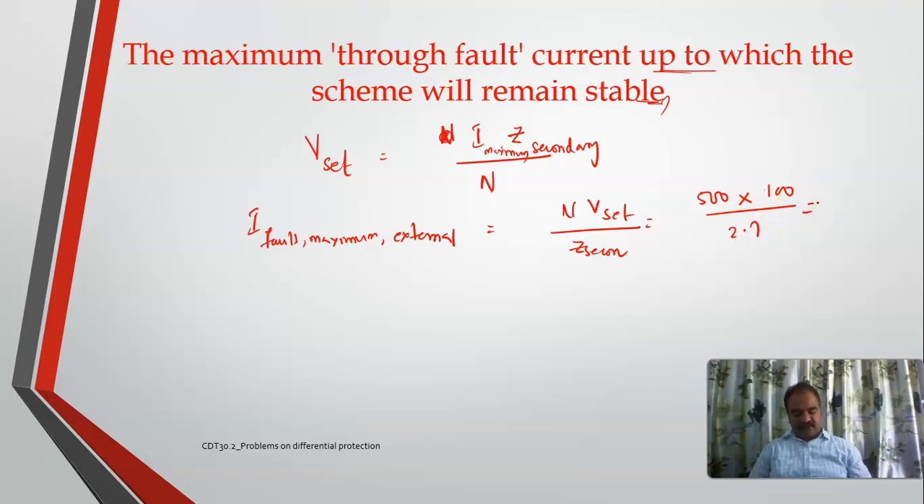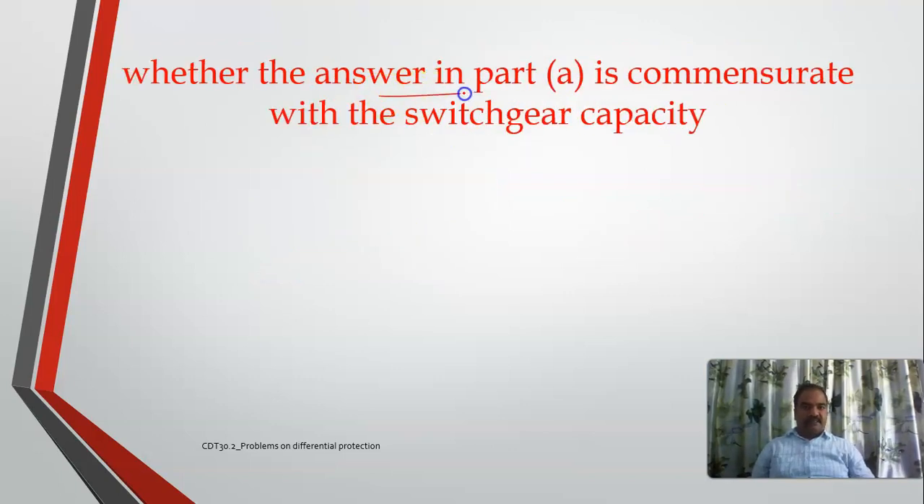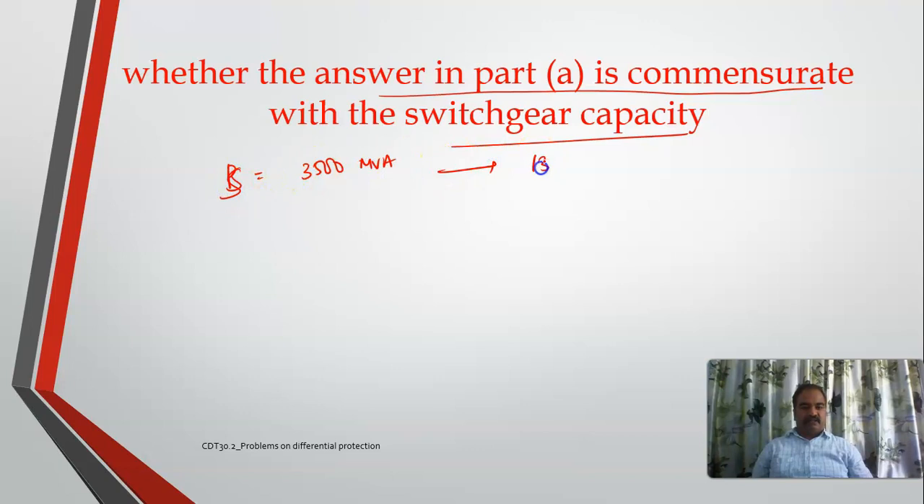So if I calculate this one, don't worry, I am having a calculator, I'll be calculating them. 500 into 100 by 2.7. I'm getting somewhere around 18,518.7 amperes. So this is my maximum through fault current up to which my system will remain stable. Now let's see whether this particular answer will coincide with the switchgear capacity. What is the switchgear capacity? The switchgear capacity is given as 3500 MVA and it is operating at 132 kV.